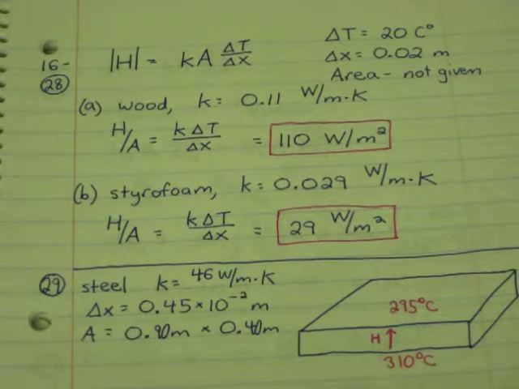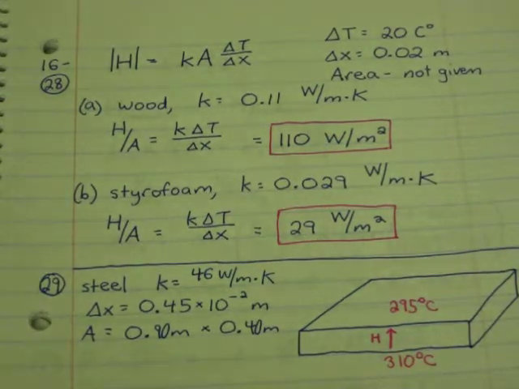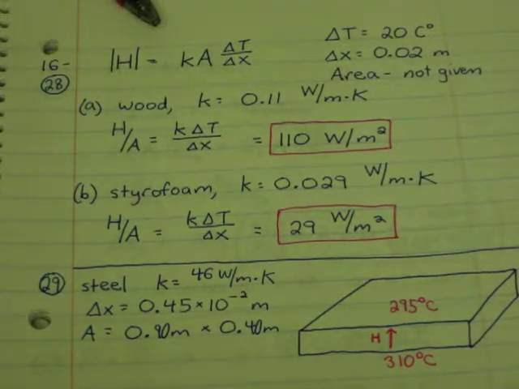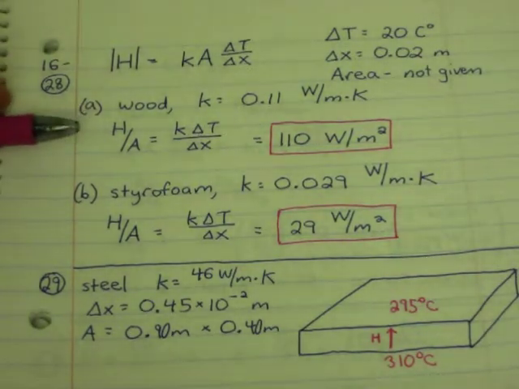Number 28, find the heat loss rate through a slab of wood and a slab of styrofoam. It gives the thickness, 2 centimeters. It gives the two surface temperatures. When you look at the formula, you'll notice that what's missing is the area. Area is not given, so rather than solving for H, the rate of heat flow, let's solve for heat flow per square meter. Or another way to think about that is to pick an arbitrary area and let area be 1 square meter. But as you see right here, I'm solving for H over A.